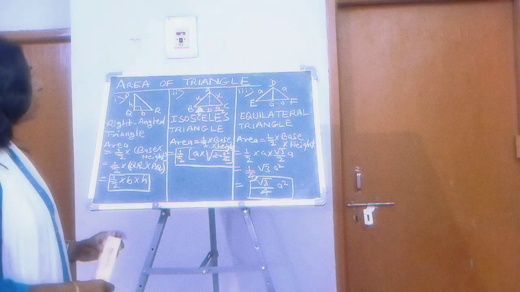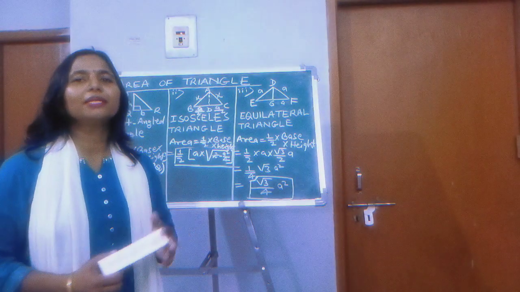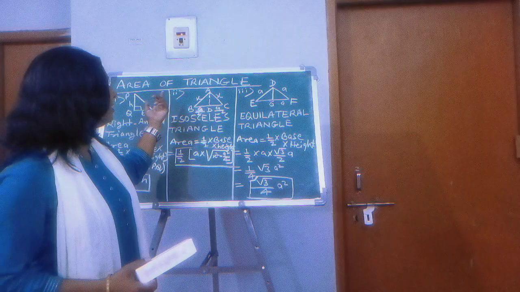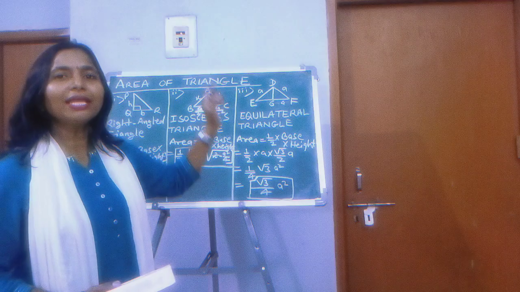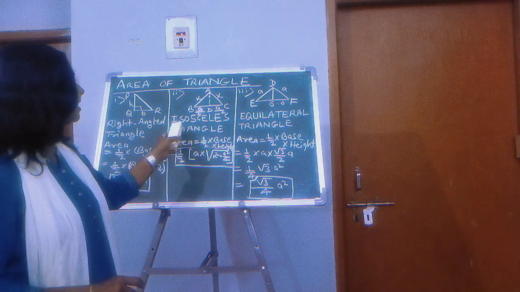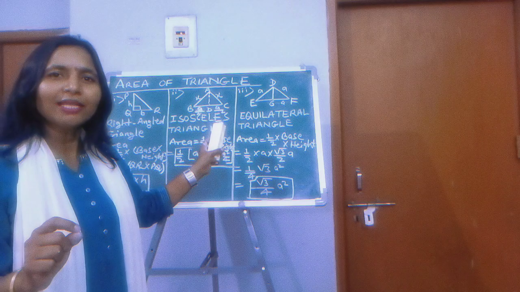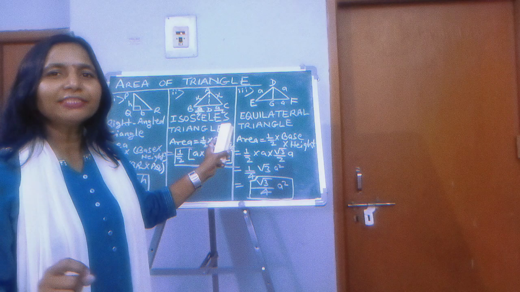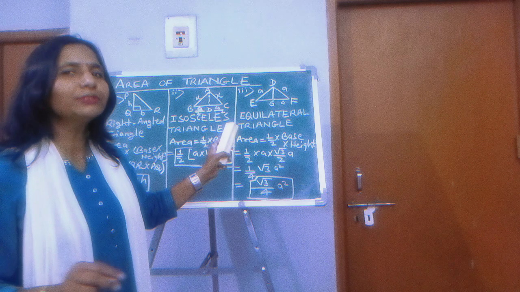Now come to the second type of triangle, if the triangle is not a right angle triangle. Here we have taken the second type of triangle as an isosceles triangle. What are the characteristics or properties of an isosceles triangle? An isosceles triangle is a triangle in which two sides are equal. Out of three sides, two sides are equal.